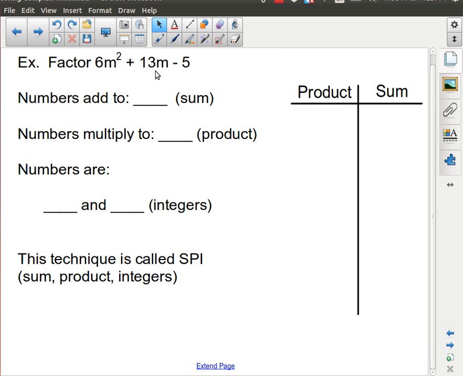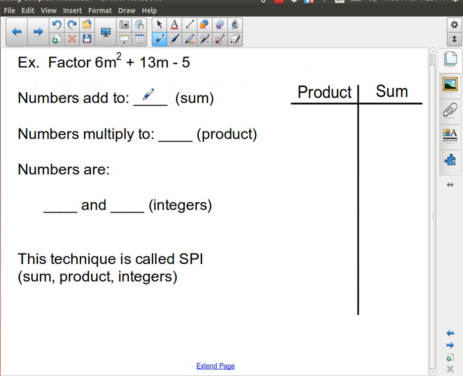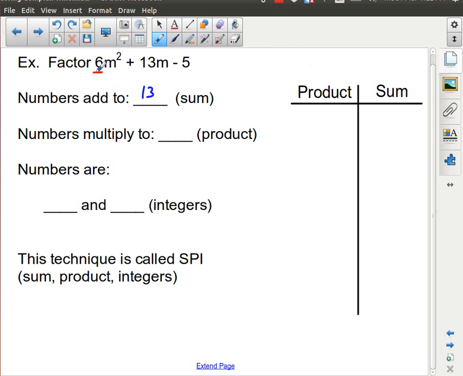So in this case, our middle term is 13. So we want to add to 13. We want to multiply to the product of the first coefficient and the last constant. So 6 times negative 5 is negative 30. When you look at values, you want to look at the product first rather than the sum. So start with the product and then work with the sum.